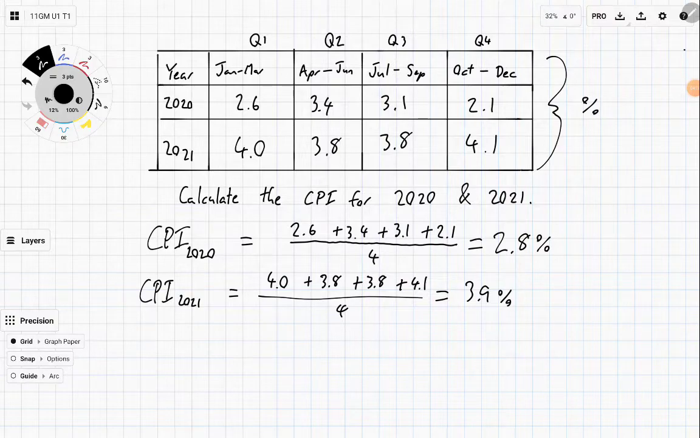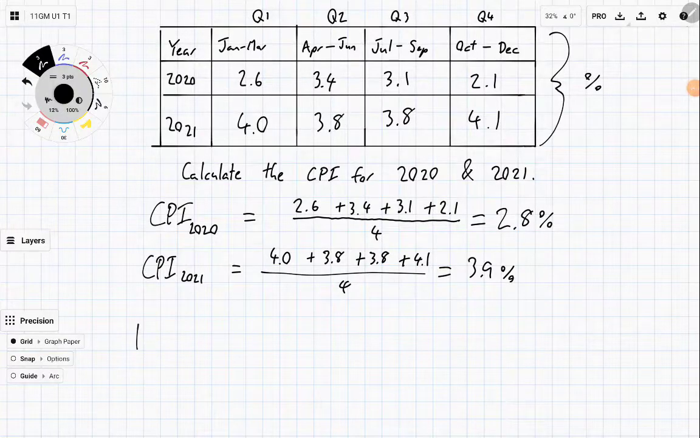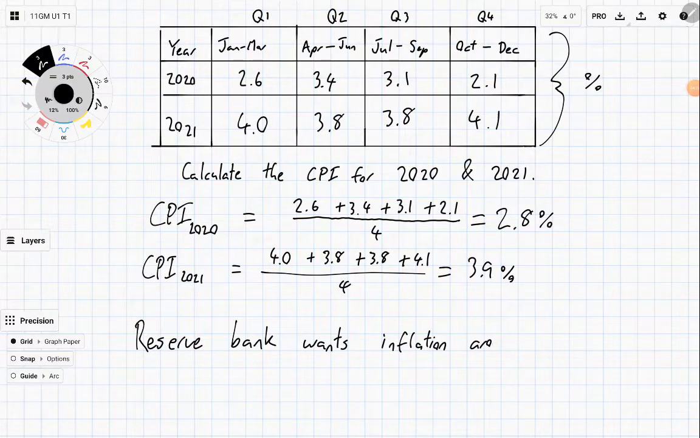Now, what does this actually tell us? Well, the Reserve Bank wants inflation around 3%, okay? That's what the Reserve Bank wants. The Reserve Bank of Australia is the governing body in Australia about it. So you can see in the CPI of 2020 that it's close, but it's a little bit under. In order to compensate, when it's below there, they're going to lower the interest rates.